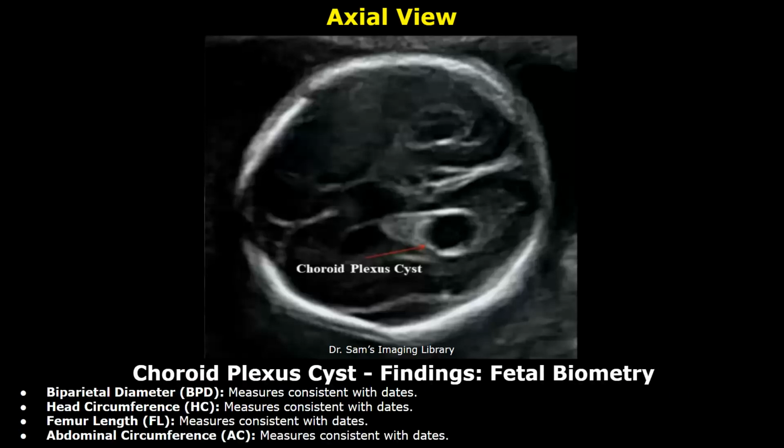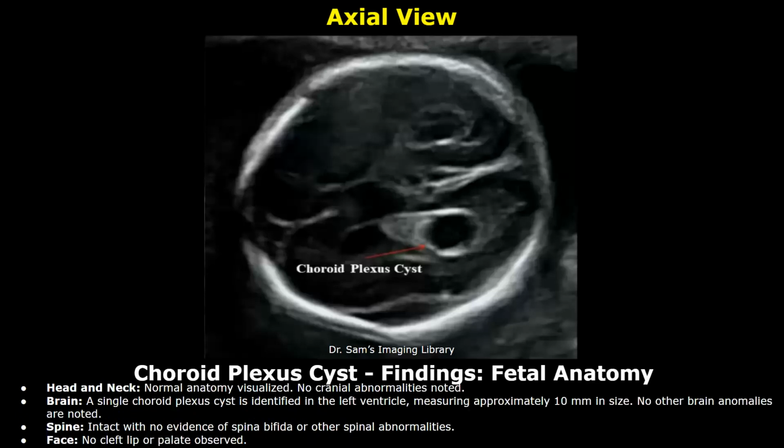These are the findings. The BPD, HC, femur length and abdominal circumference are all normal. The head and neck are normal. In the brain, a single choroid plexus cyst is identified in the left ventricle, measuring approximately 10 millimeters in size. No other brain anomalies are noted.